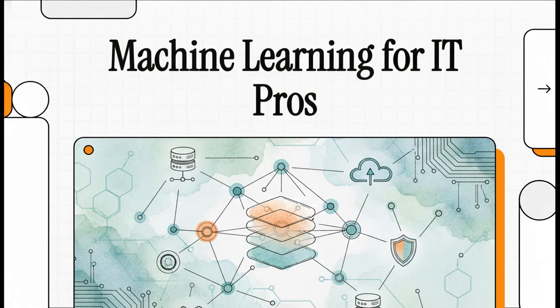Now, this entire curriculum was developed by Virtualization Options LLC. They're a research, education, and advisory organization out of Colorado, and it is specifically designed to demystify machine learning for those of us actually working in IT infrastructure.